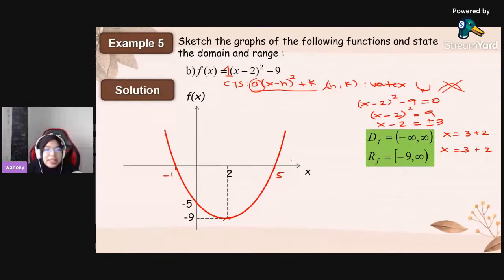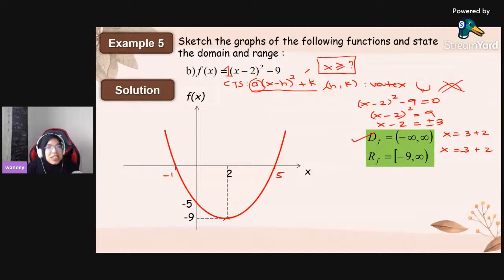Okay, so what is the domain? The domain for a quadratic function is always negative infinity to infinity. We don't have any restriction for the domain. So it will go from negative infinity to infinity. Once again, if there is a restriction, they are supposed to let you know that x will be greater than or equal to something. So that is the restriction for the domain. They didn't tell us anything, so that means the domain will go from negative infinity to infinity.